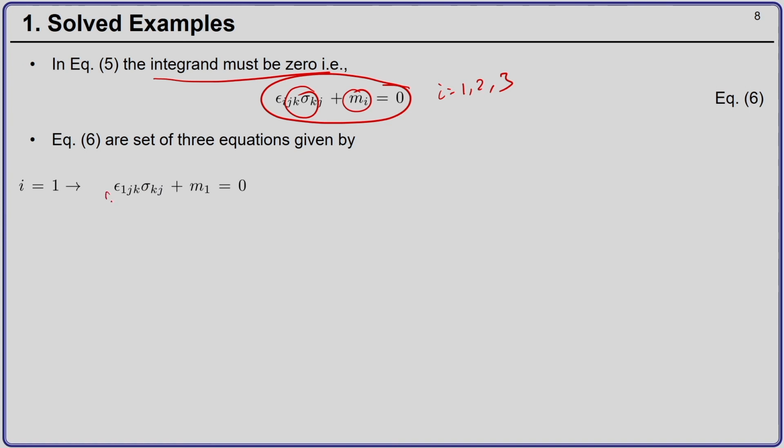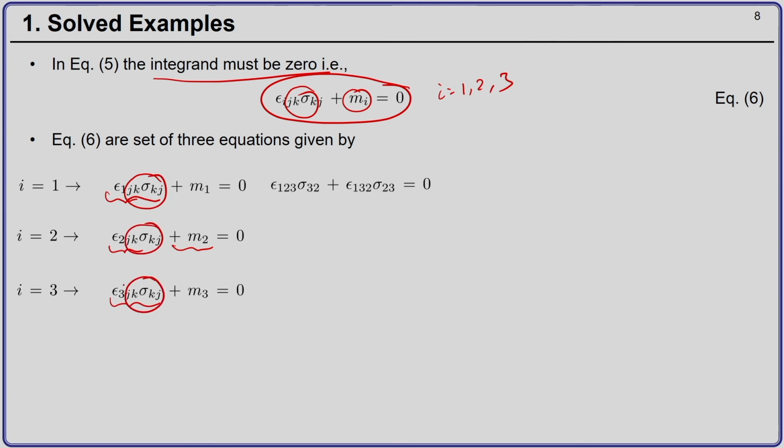For i equal to 1, you have epsilon 1 j k sigma k j plus m 1 equal to 0. For i equal to 2, you have epsilon 2 j k sigma k j plus m 2 equal to 0, and for i equal to 3, you have epsilon 3 j k sigma k j plus m 3 equal to 0. Now, we do the summation over j and k in each of these terms. When we do this, we find for the first that epsilon 1 2 3 sigma 3 2 plus epsilon 1 3 2 sigma 2 3 equals 0. This is the second term, and this is the third term.